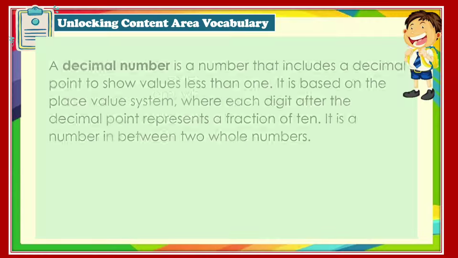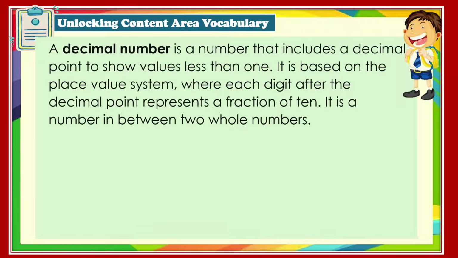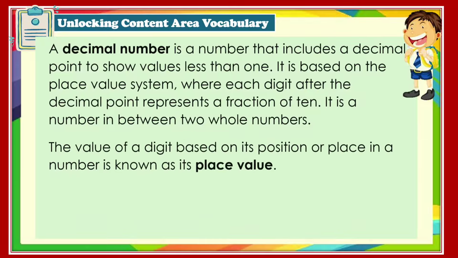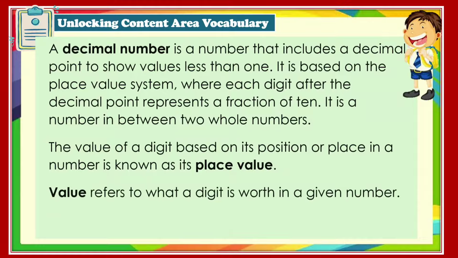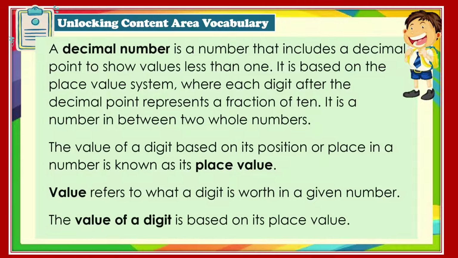To talk about place values in the decimal system, let's take a quick recap on what decimal values and place values are. A decimal number is a number that includes a decimal point to show values less than 1. It is based on the place value system, where each digit after the decimal point represents a fraction of 10. It is a number in between two whole numbers. The value of a digit based on its position or place in a number is known as its place value. Value refers to what a digit is worth in a given number, and the value of a digit is based on its place value. So having said that, let's take a look at what place value is.